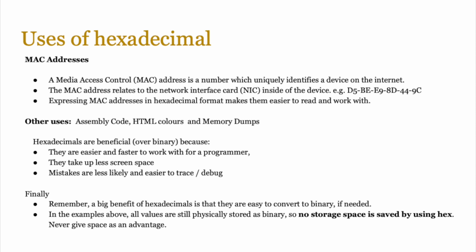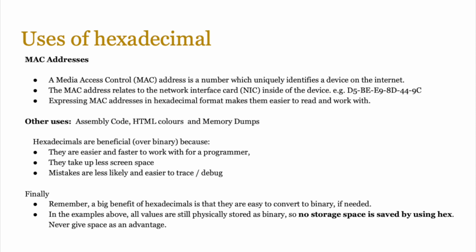Other uses include assembly code, HTML colors, and memory dumps. Now, you don't really need to go into detail here, but HTML colors, there's 16.7 million possible colors. So if we try to use binary to represent them, that'll take forever. So therefore we use hexadecimal. Assembly code, again, the same thing. We work with large numbers. And memory dumps, when we get memory addresses output because a computer program's crashed, it's better to use hexadecimal rather than binary. Otherwise your screen will be filled with zeros and ones and they won't make much sense.